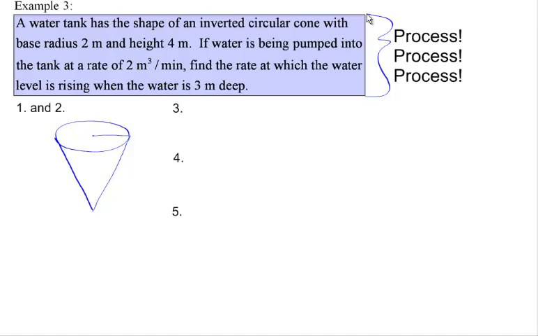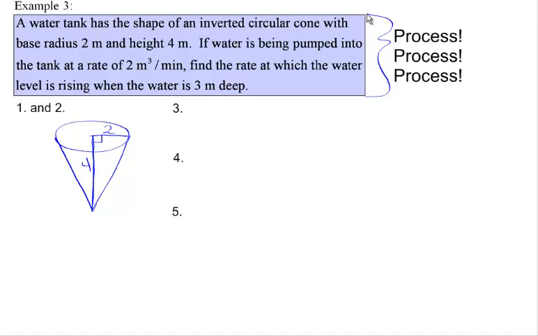There are some things that I carry with me from geometry about cones. I know that the radius and the height meet each other at a right angle. I know that the height, the radius, and the slant edge of the cone give me a right triangle. In this particular problem, they tell me that the dimensions of my tank are 2 meters for a radius and 4 meters for the height. So there's a good picture.